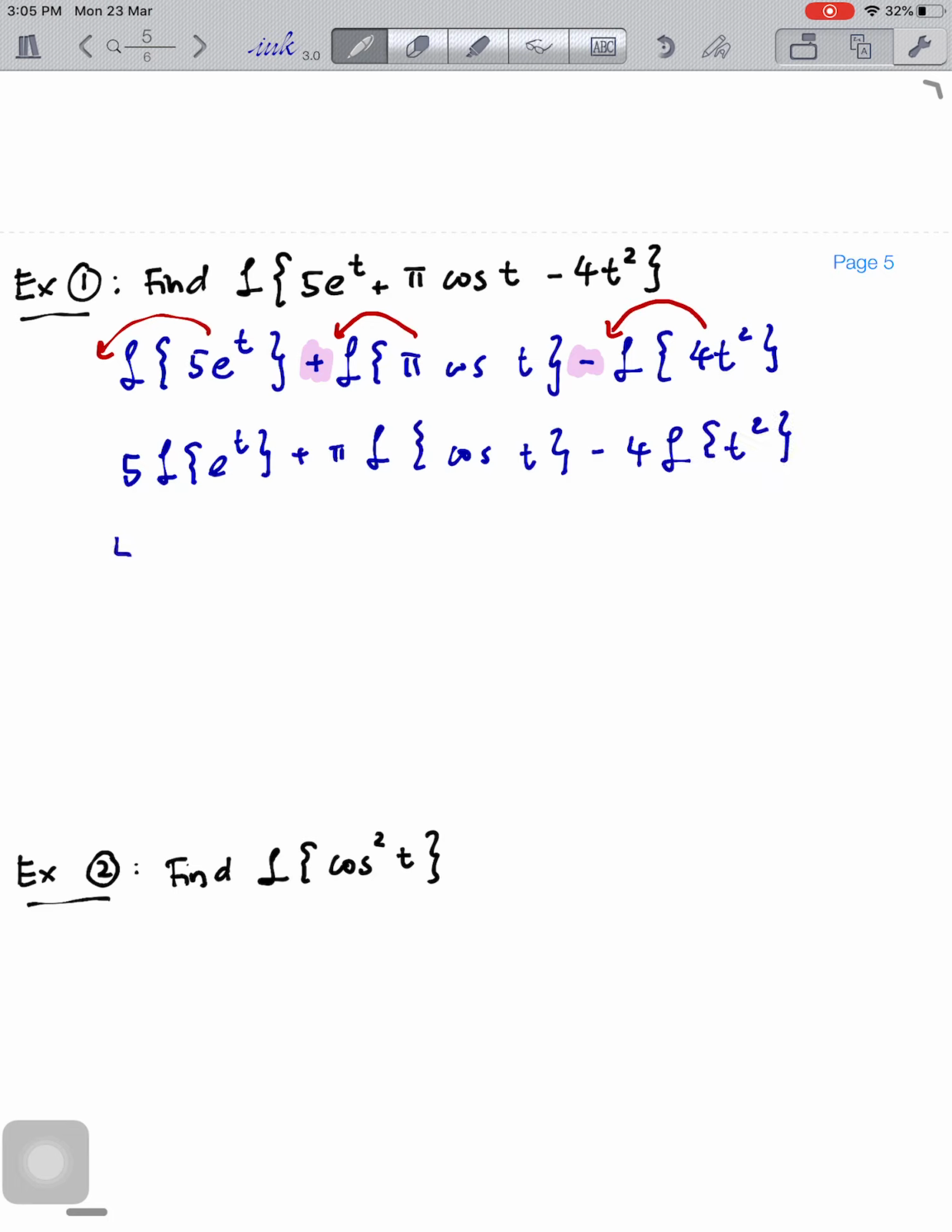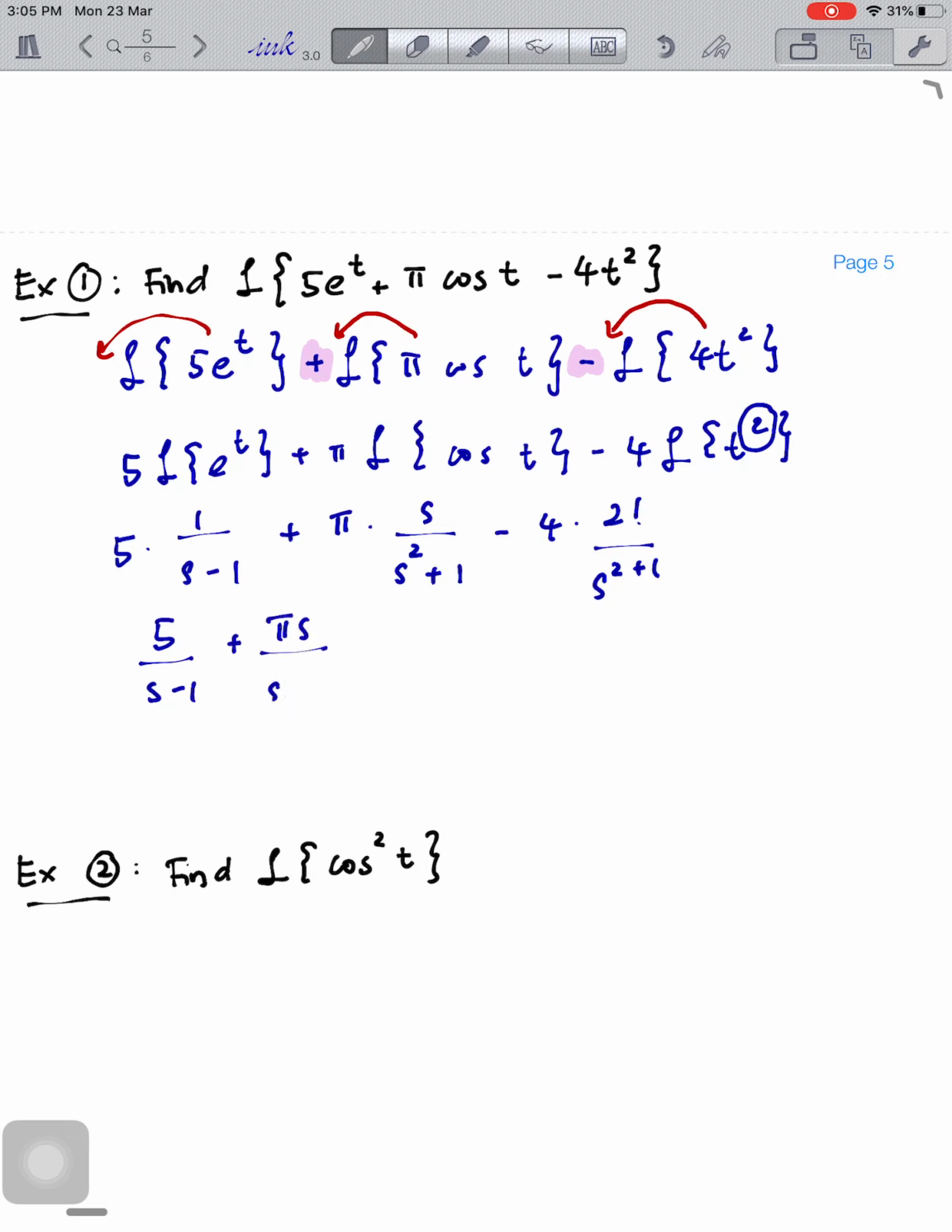So therefore now when I Laplace this, exponential of t is going to be 1 over s minus 1, and the middle term, copy down the pi, cos of t according to the table is going to equal s over s squared plus 1, so that's a 1, and then I'm going to have minus 4 multiplied by, here my n value is equal to 2, so I'm going to have 2 factorial over s to the power of 2 plus 1. And if I were to simplify this, I'll end up with 5 over s minus 1 plus pi s over s squared plus 1 minus 2 factorial is equal to, I'll end up with 8 over s to the power of 3. So that is going to be the Laplace of the following function, right? So that will be the first example.